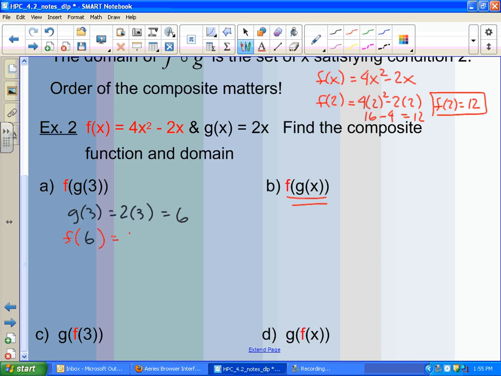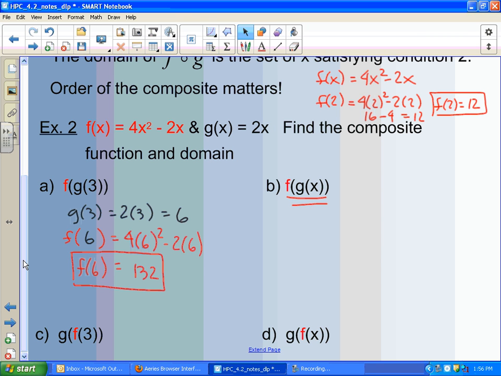And I get 4 times 6 squared minus 2 times 6. Then we get 36, 4 times 36 is 144, minus 12, 132. f of 6 is equal to 132. So that's a kind of composite answer you could have. Just a point, right? That's the point (6, 132).